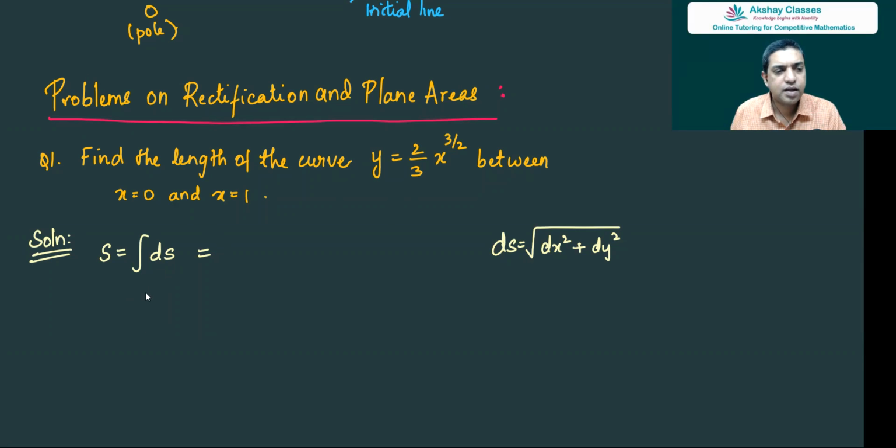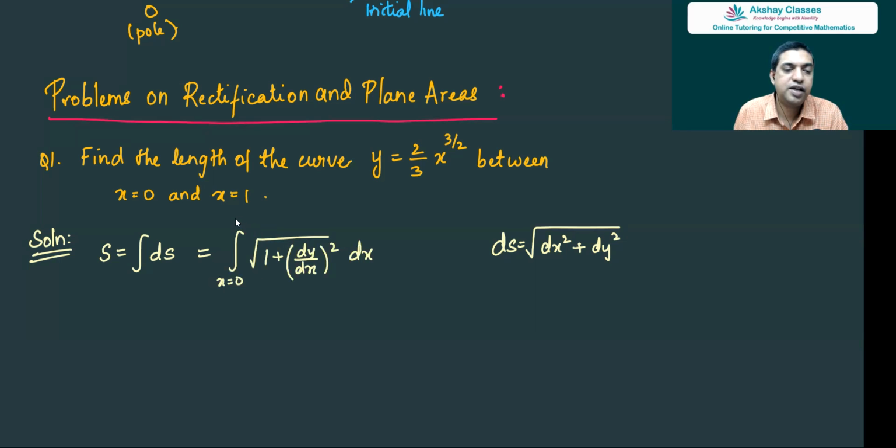Okay. So s is integral ds. All right. Now ds is under root of dx square plus dy square. Now this integral. Because we are integrating with respect to x, we will take dx outside: integral under root of 1 plus dy by dx the whole square times dx, x equal to 0 to x equal to 1.